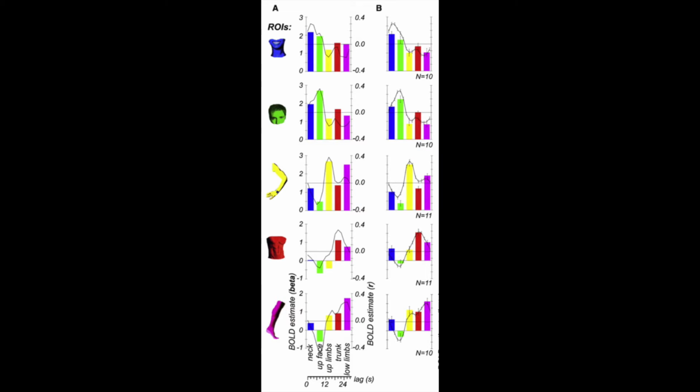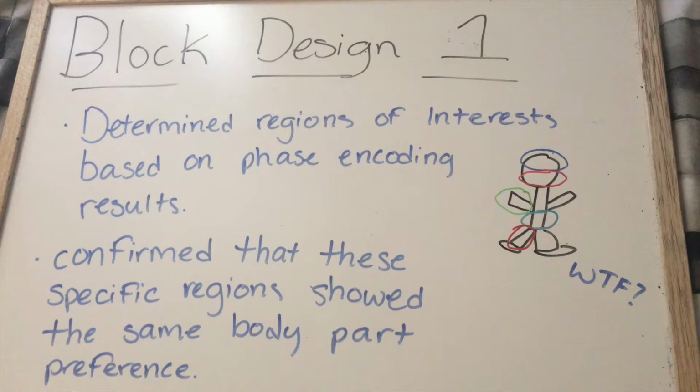The bar graphs in Figure B represent the cross-correlational R-values of voxels within the ROIs for each body part. The R-values were determined in the phase encoding experiment. The bar graphs in Figure A show the beta values, or mean activation levels, for each body part within the ROI determined by the block design experiment. As you can see, preference for each body part was replicated across both experiments for each of the ROIs.